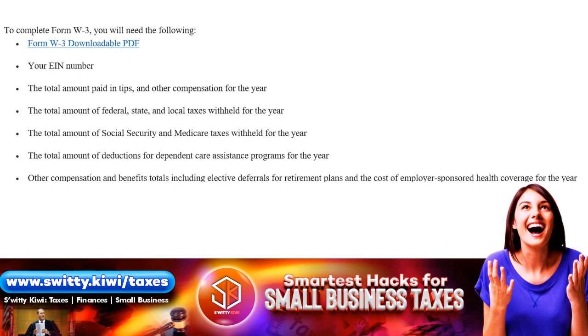And also, there could be other compensation and benefits totals that actually include the effective deferrals for retirement plans and the cost of employer-sponsored health coverage for the year. So when we talk about the Affordable Care Act, you have to make sure all information is reconciled. And again, the cool thing is if you don't want to do this manually, you can automate everything. You can actually outsource this Form W-3 transmittal to a third party, for example, a payroll service.